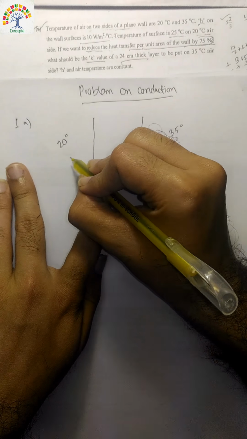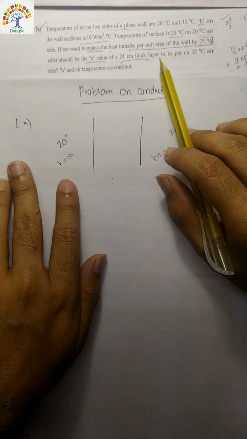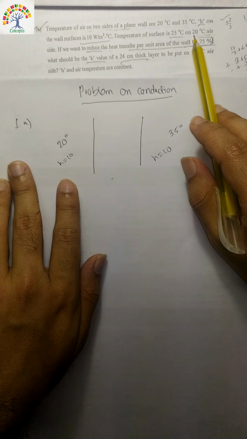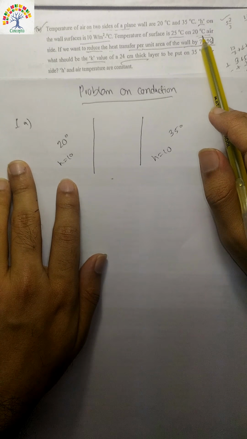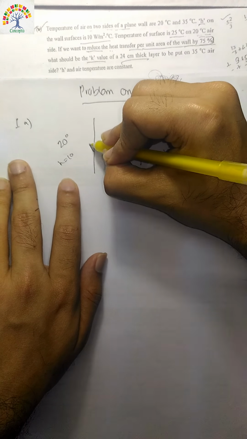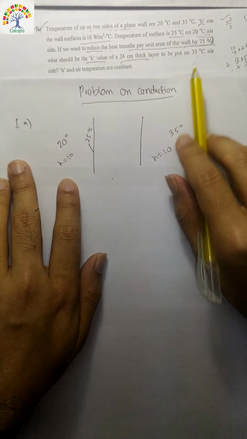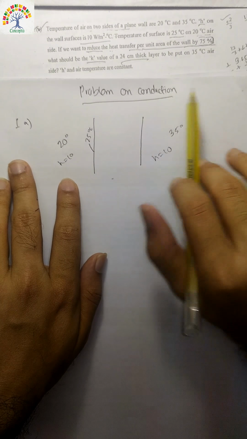It will always stay constant, and the temperature of the surface is 25 on the 20 degree Celsius air side. For the air, the temperature will be like this for this surface, and there is nothing other than this given.